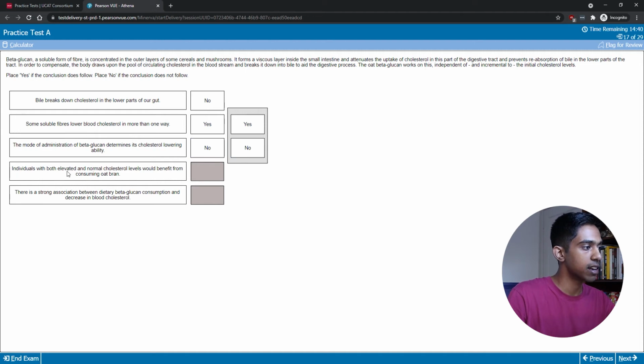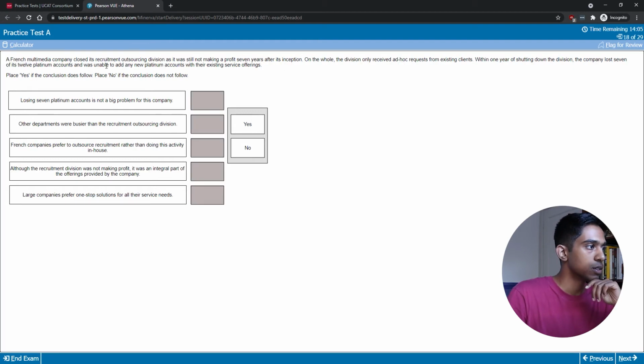Individuals with both elevated and normal cholesterol levels would benefit from consuming oat bran. So this would be no, I think, because the oat beta-glucan works on this independent of and incremental to the initial cholesterol levels. So what this means is that people with elevated cholesterol would go down, people with normal would also go down, and that wouldn't necessarily be a good thing. There's a strong association between dietary beta-glucan consumption and decrease in blood cholesterol. This one would be yes, I think, because they talk pretty much the whole passage about that.